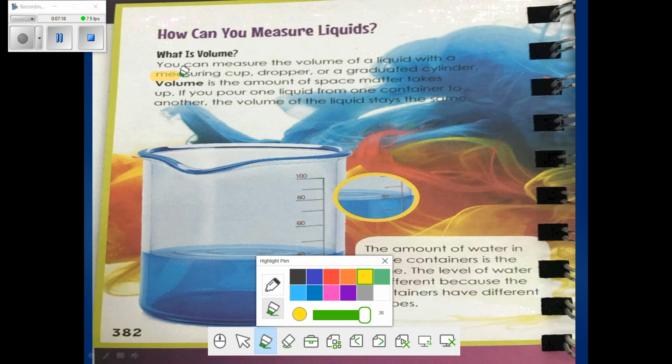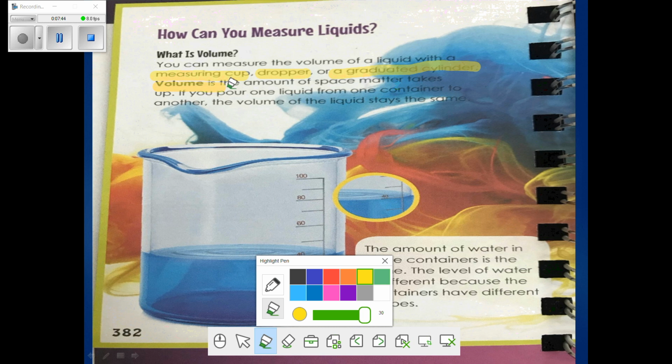So our tools: measuring cup, dropper, or a graduated cylinder. So we have three tools to measure the volume of liquids. We have a measuring cup, we have a dropper, and the last one, graduated cylinder.